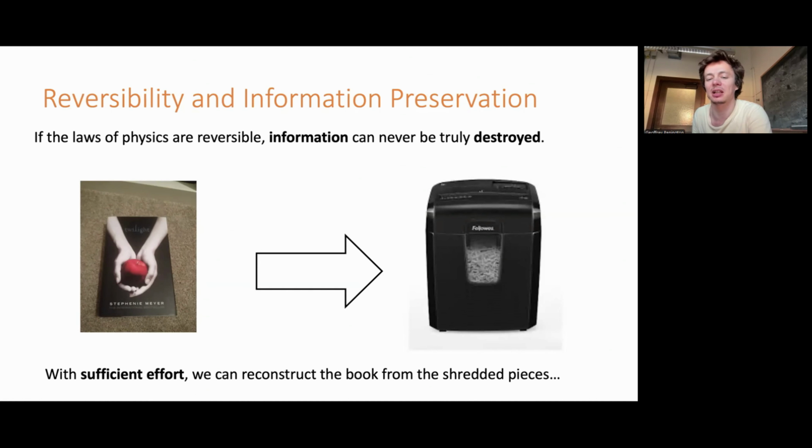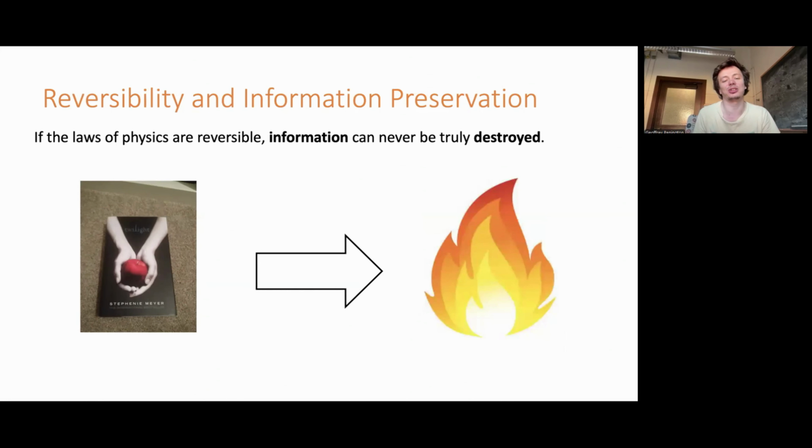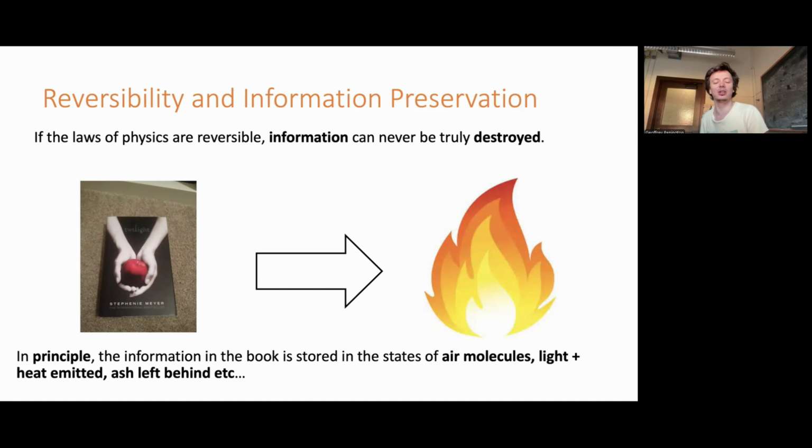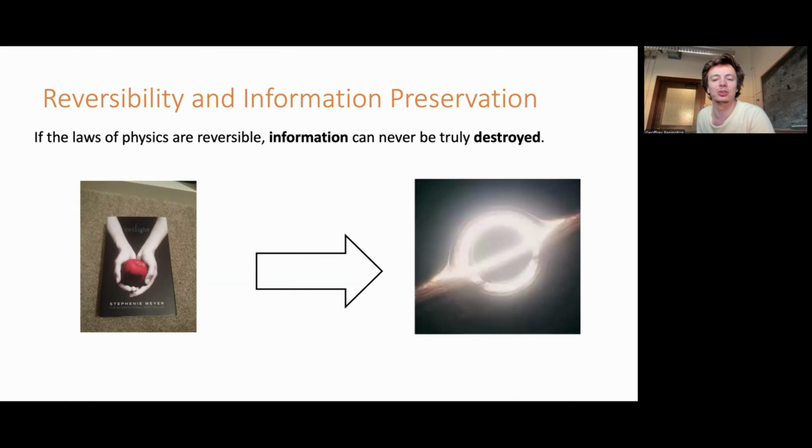Okay, well, maybe then I step my game up, and rather than just shredding this book, I burn it in a fire until there is nothing left but ash. In that case, I think it's safe to say even the NSA is not going to be able to unburn the book. For all practical purposes, information has been destroyed. However, in principle, the laws of physics still say that the information in the book is encoded in the states of the air molecules, the light and the heat emitted, the ash that got left behind, and so on. Essentially, this is the statement that quantum mechanics is unitary.